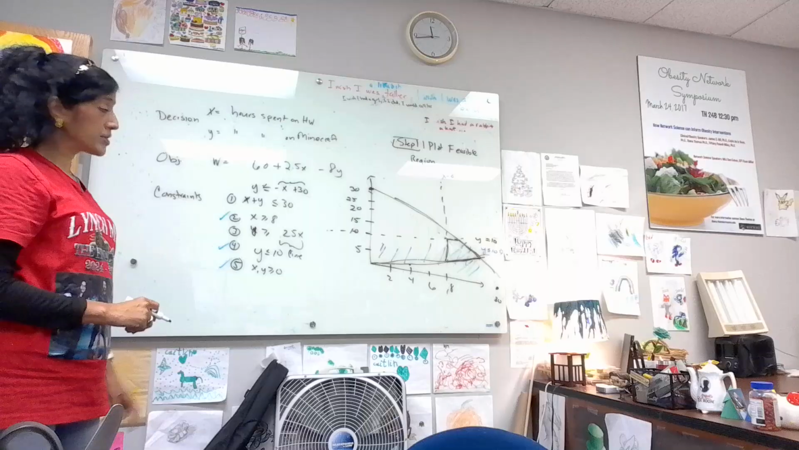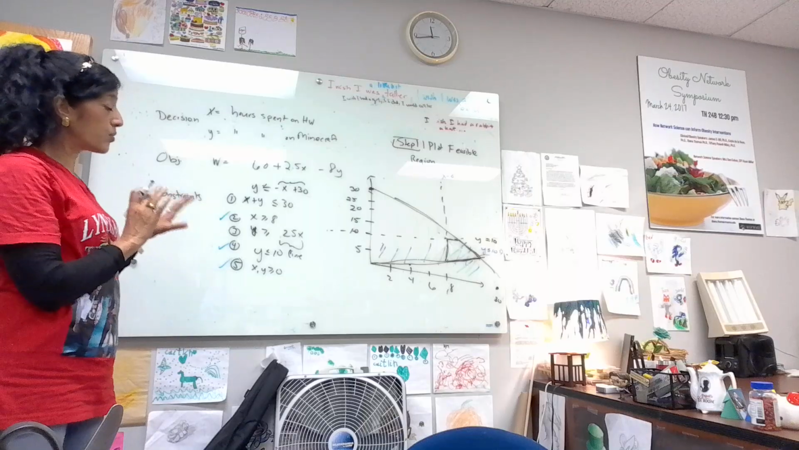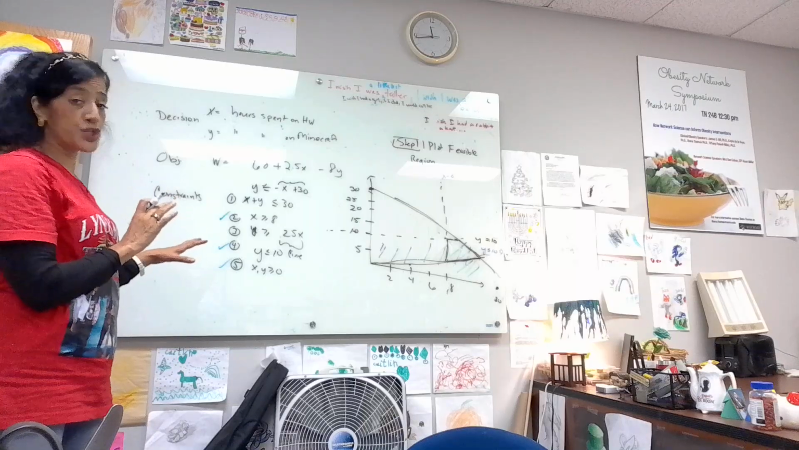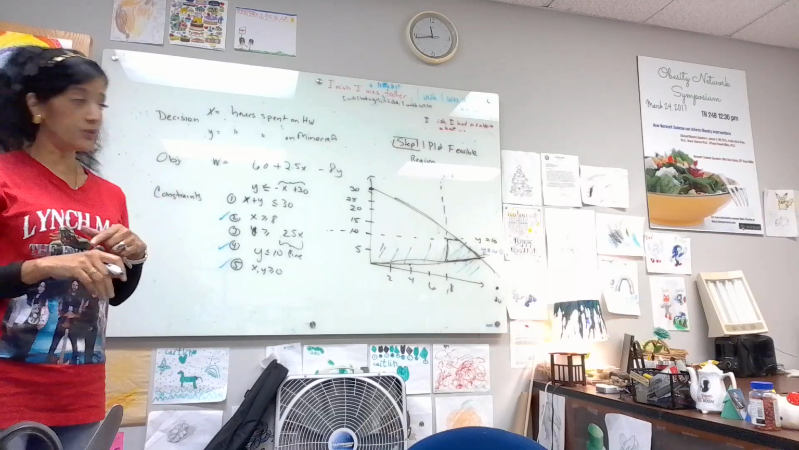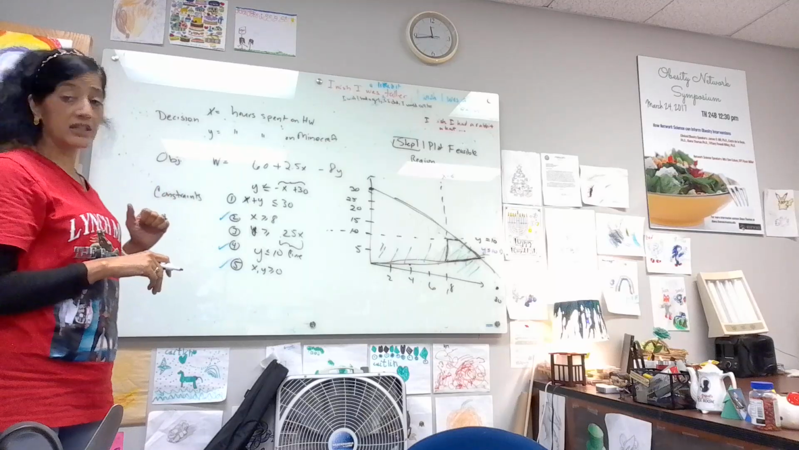So I'm actually going to stop this video. This is only about plotting the feasible region. And then step 2, we'll go to step 2 is finding the corner points.